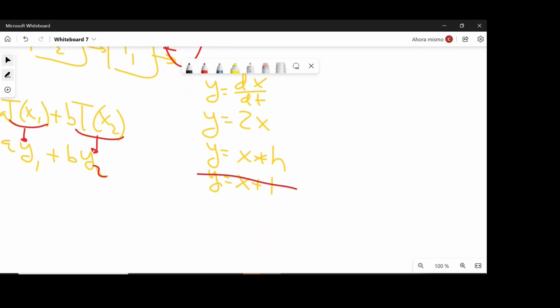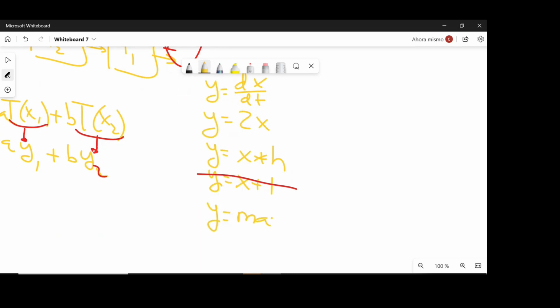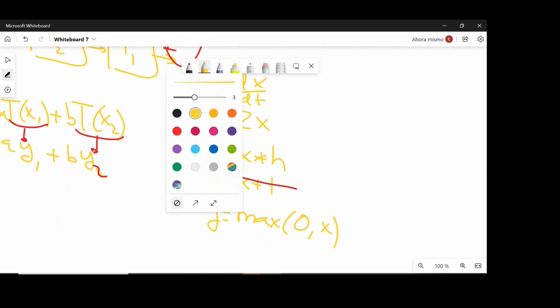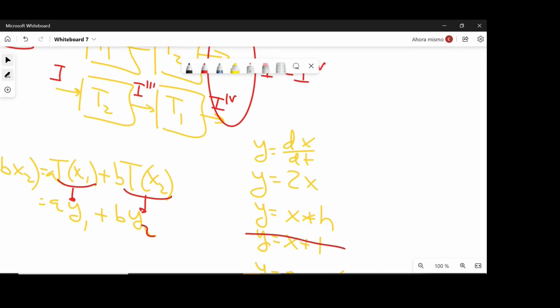More systems that are not linear. What about if I take the maximum between 0 and x? Is that linear? It is not. That one is not linear either. It doesn't fulfill this property. You can think of how to play with the different values so that the system doesn't fulfill linearity. What else? Okay, I'll come back to linearity later.